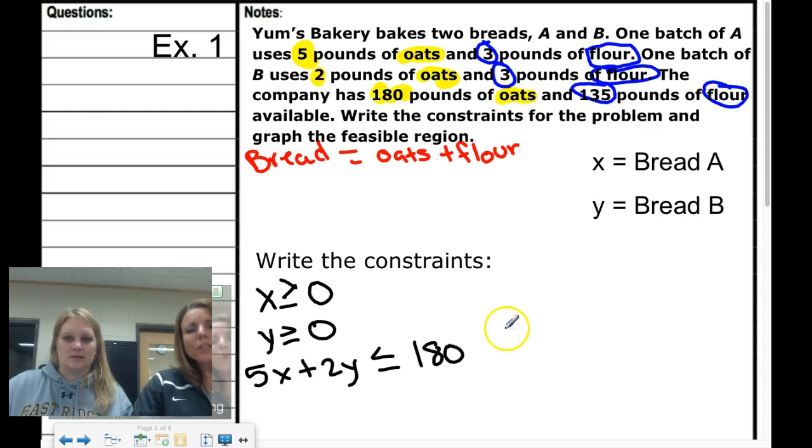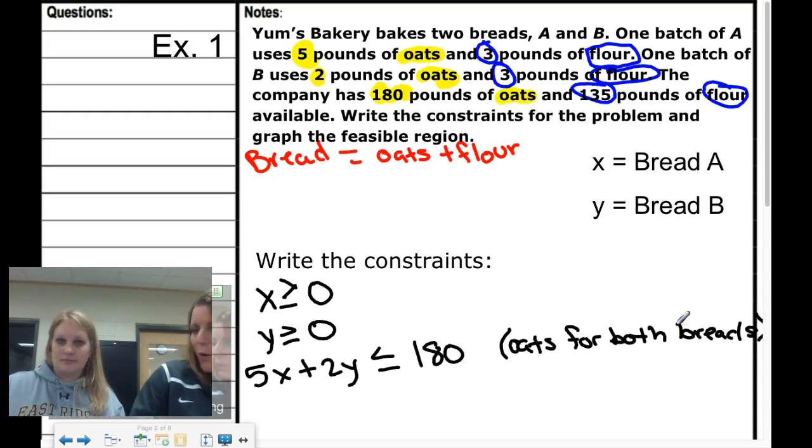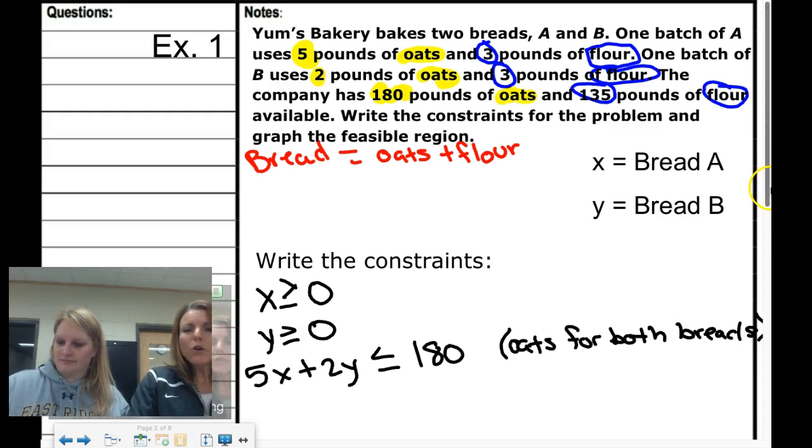We're going to use 180 pounds of oats between bread A and bread B. So I'm just writing oats for both breads. I like that. That's how it makes me remember. So we're made up of oats. Well, what's the other ingredient, Miss Boyd? Flour. Right.